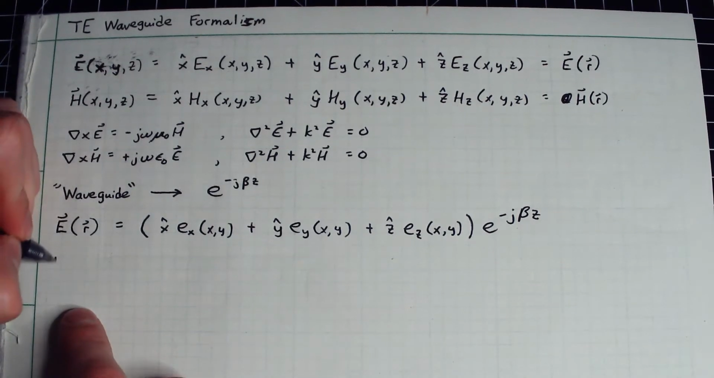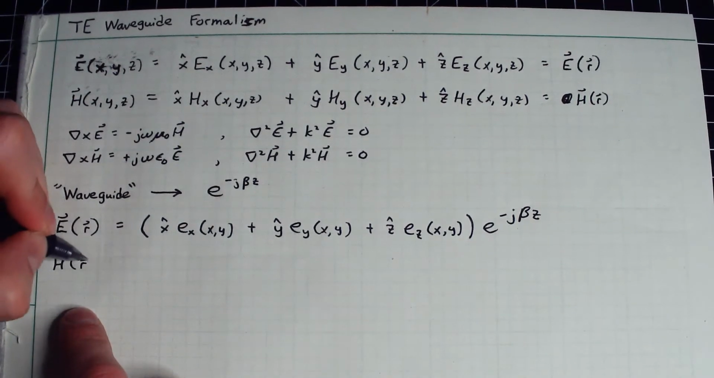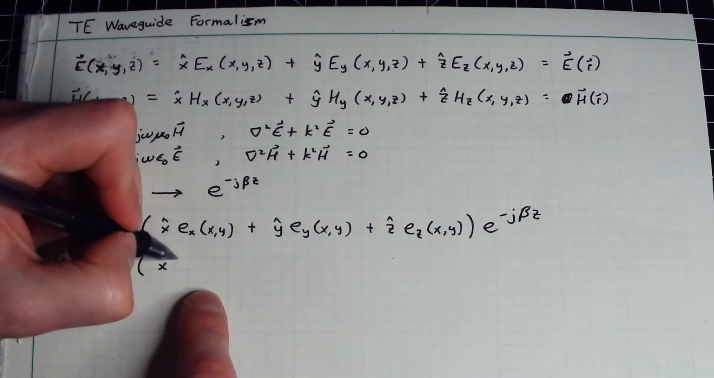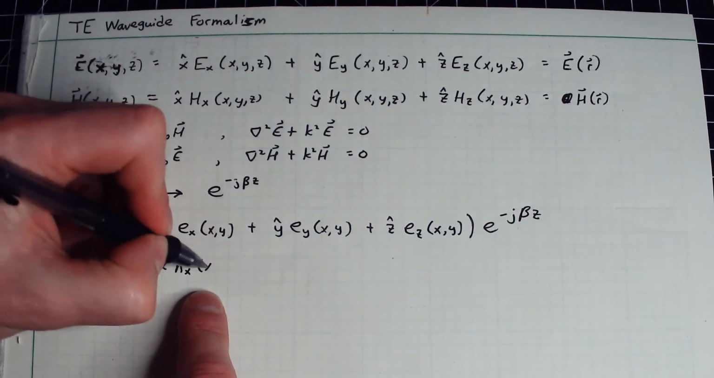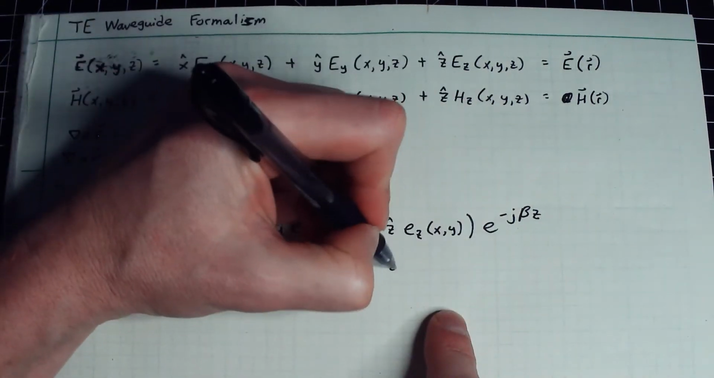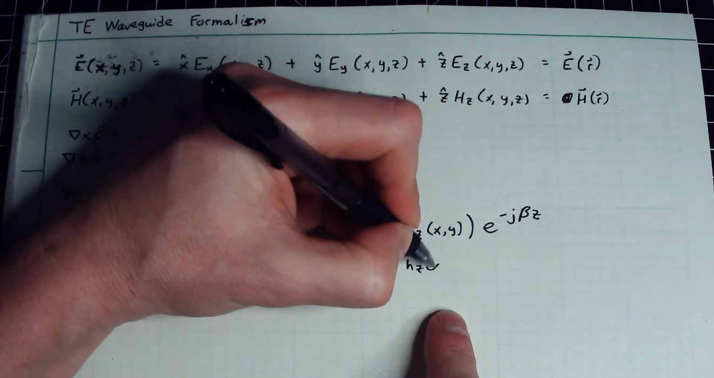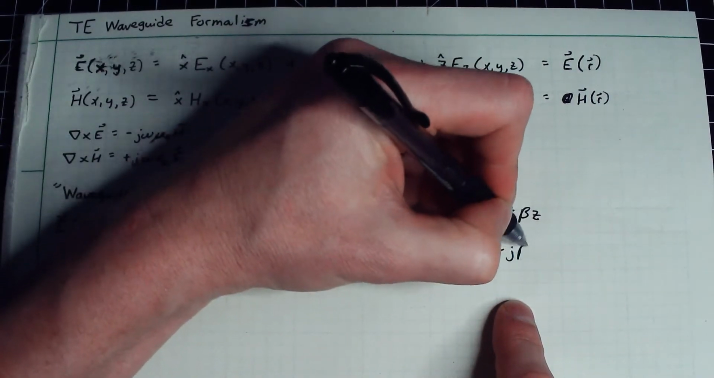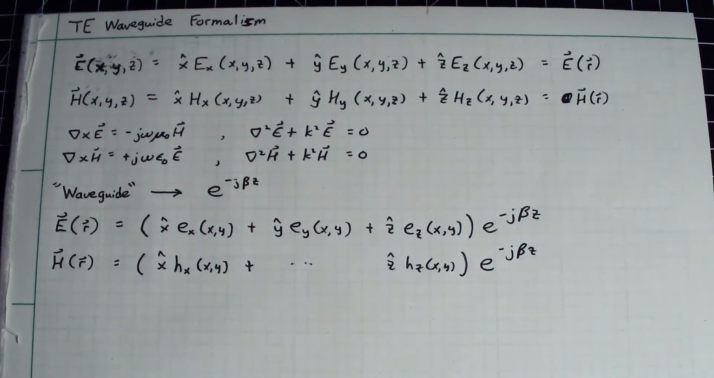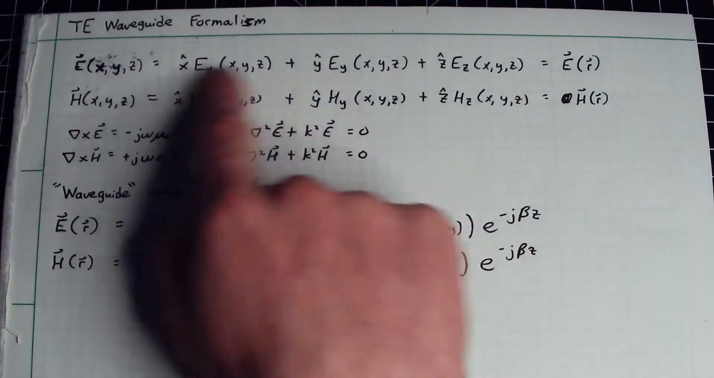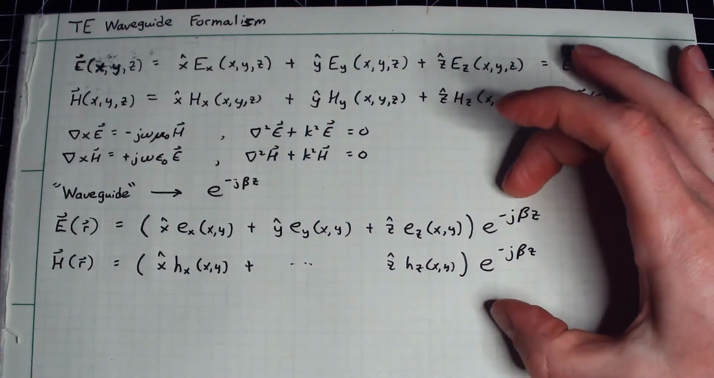And of course, the same thing will apply to my magnetic fields. You will get x hat times a little h sub x of x comma y plus dot dot dot z hat h sub z of x comma y, and then there'll be this thing here. Okay, so that is a good step in the right direction, right? Because you see how it's removed an entire dependence on all these scalars and made it consistent out here and factored.